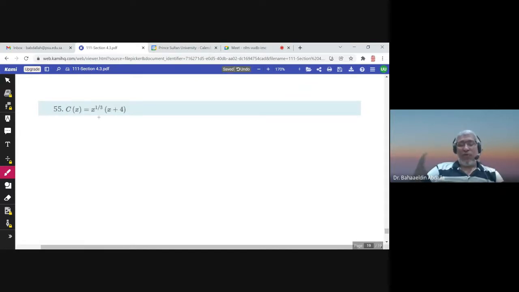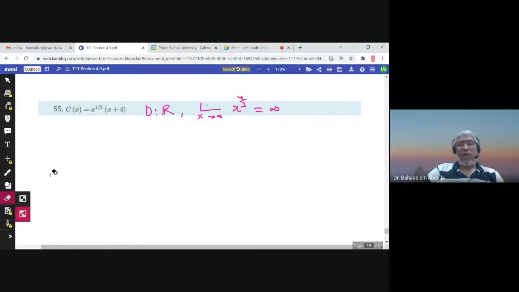This is the cube root of x times x plus 4. So the domain is all real numbers, no problem with the cube root. Well, what happens if I take x to infinity? The highest power is x to the power 1 over 3 times x, so it's x to the power 4 over 3. It's raised to the power 4 over 3, so infinity to that power is infinity.